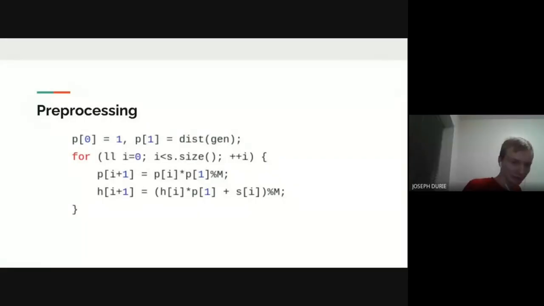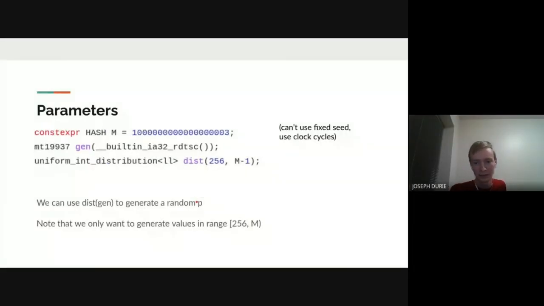So just going back on the last one, you don't need to worry too much about the random number generation here. You can use distgen to make a random number in that range, and it's not going to be a fixed value. That's really an important point there.